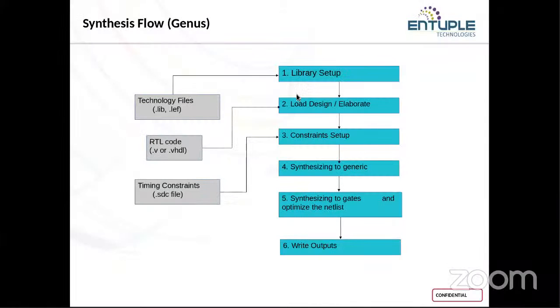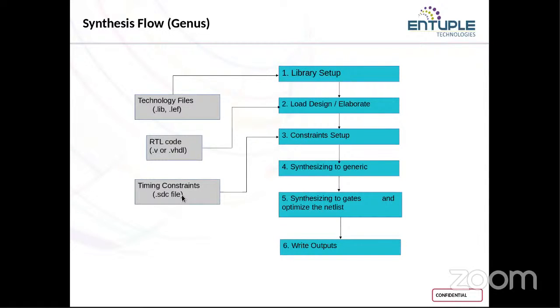And this is how your synthesis flow will be happening. The first thing will be loading your library files, your .lib and .lef files, and then you will be loading your RTL code, either .v or .vhd file, whatever the format of your RTL code you have written. Then you will be elaborating the design. Elaboration basically represents checking the functionality of the design.